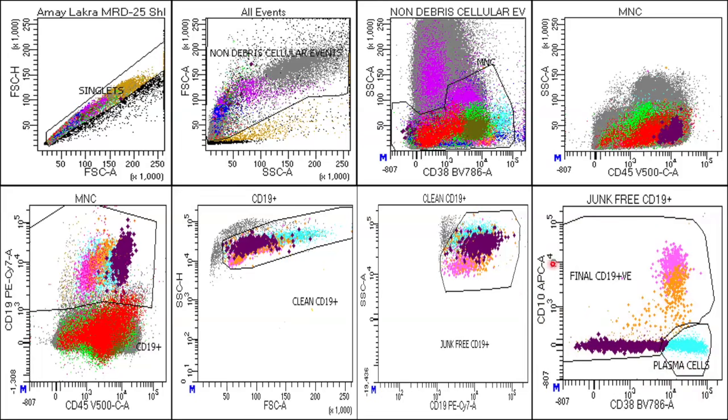So basically this is the final event that we have to analyze, or the CD19 positive events that we have to analyze, excluding the plasma cells. So this is the gating strategy that we have to follow in all the B-ALL MRDs that we report.